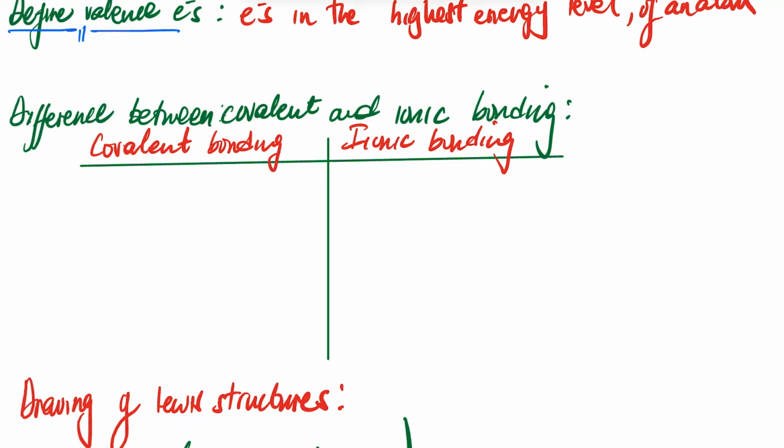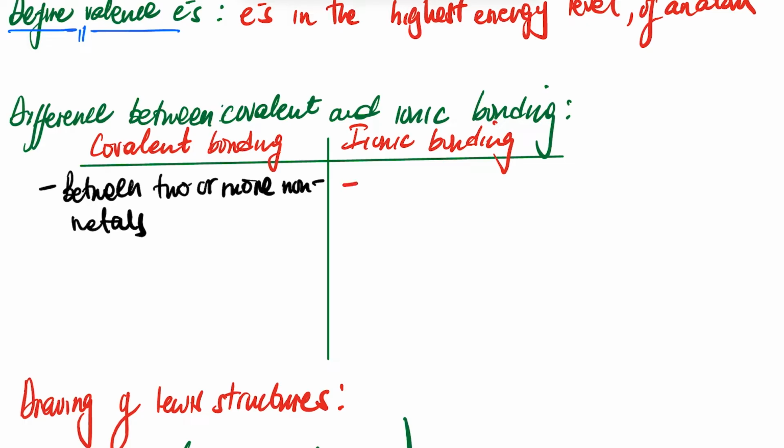The types of bonding, you need to be able to differentiate them. We have covalent bonding and ionic bonding. If you know their definitions, you'll be able to differentiate them. Covalent bonding occurs between two or more non-metals. You don't have to write the table just like me, but if you want to, you can.